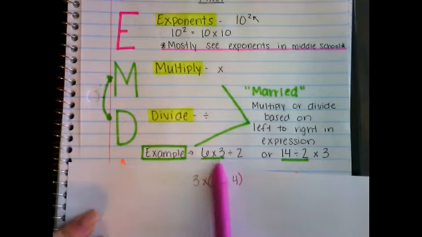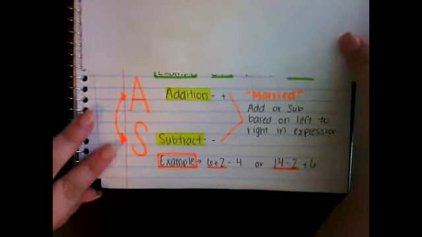Then you're going to see addition and subtraction. Addition and subtraction are also, we call, married.